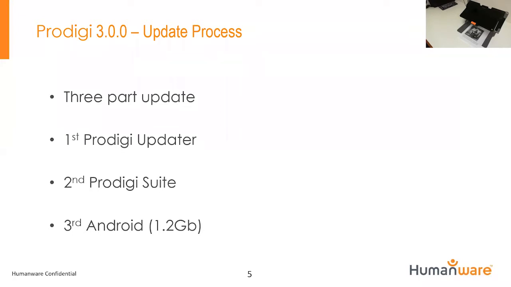So once the Prodigy Updater is updated and installed on the Connect or the Mat Connect, it will automatically launch a second update, which will update all the other applications: books, calculator, distance, magnifier. And then a third part of the update process will be an Android update. This Android update is a big file. It's a 1.2 gigabyte file.